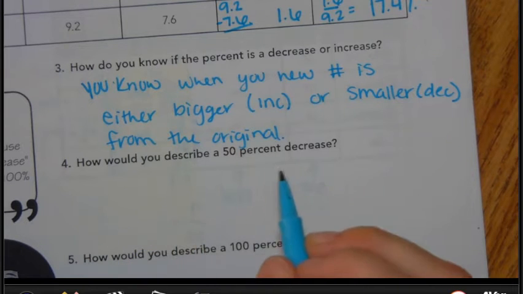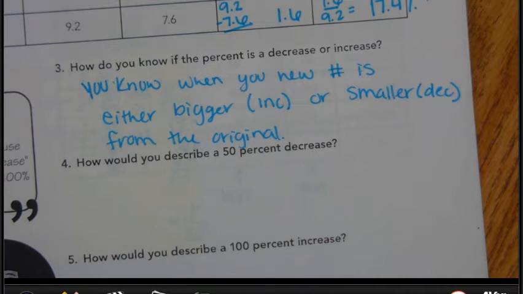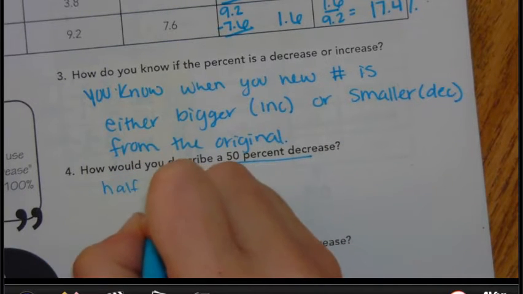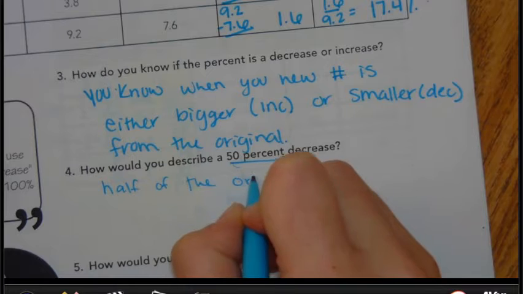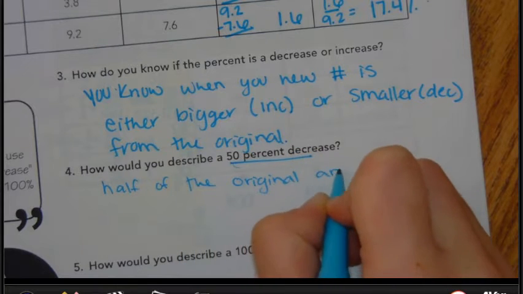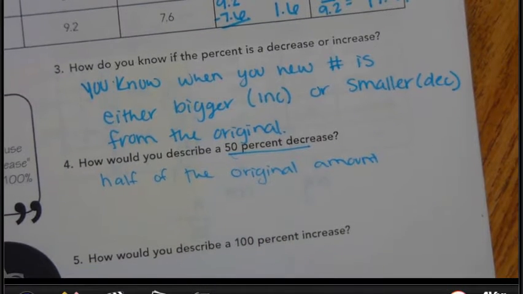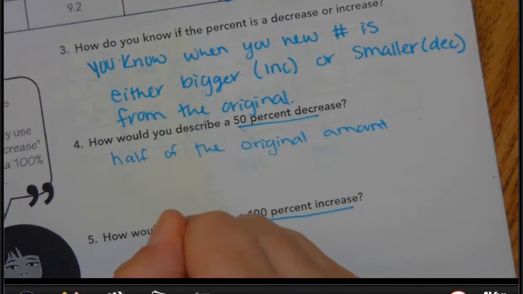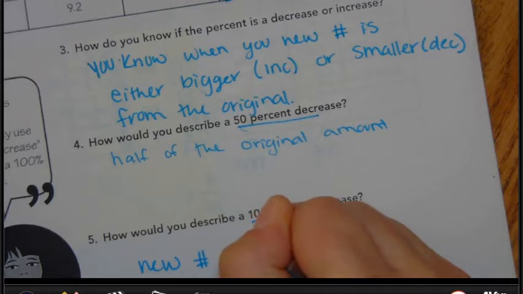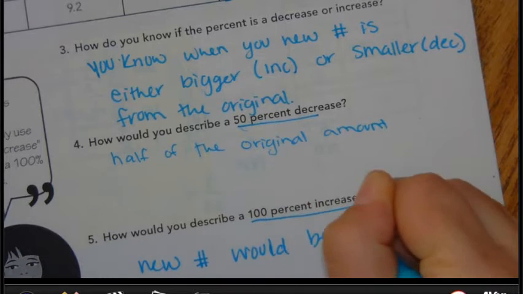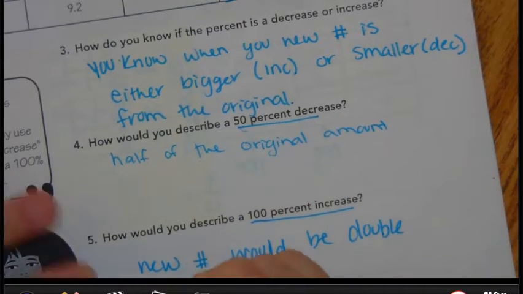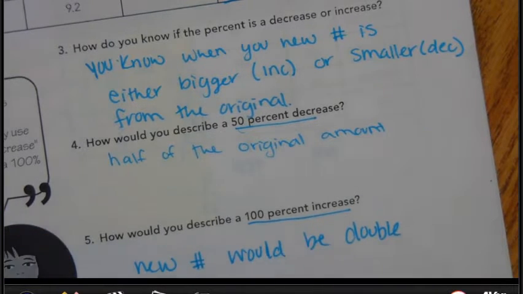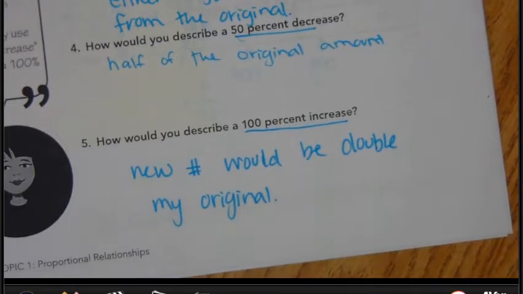Okay, so how would you describe a 50% decrease? I would describe a 50% decrease as half of the original amount. And how would you describe a 100% increase? Well, the new number would be double my original. The new number would be double my original.